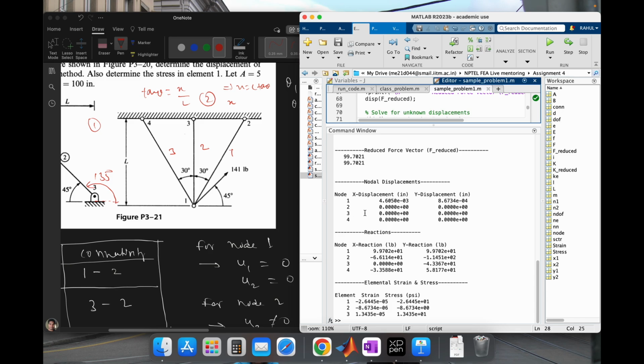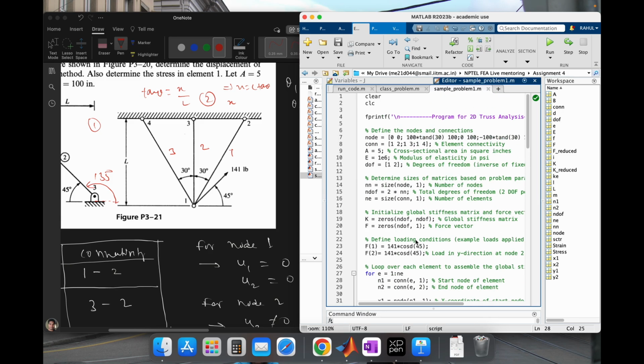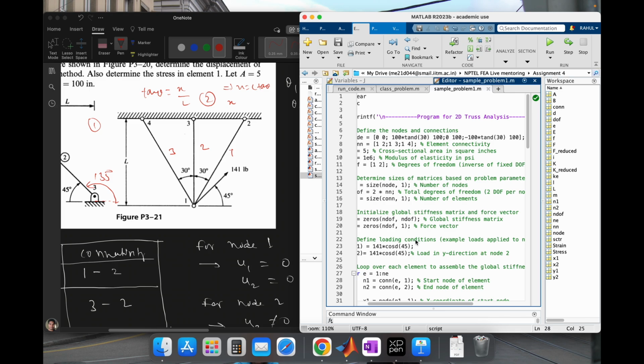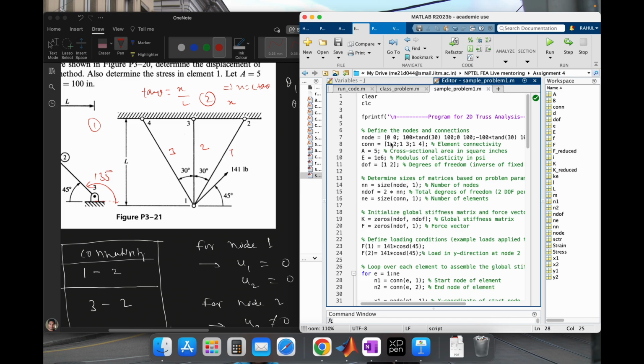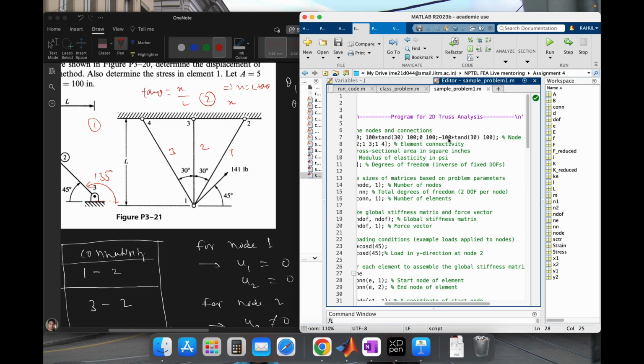I think we have made some mistake here. How many nodes are there? 1, 2, 3, 4. The coordinates are 0 0 for node 1; for node 2 that is 100 tan 30 and 100; this is 0 100, and this is minus tan 30 and 100.